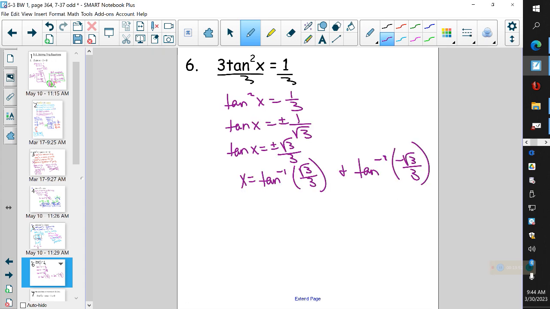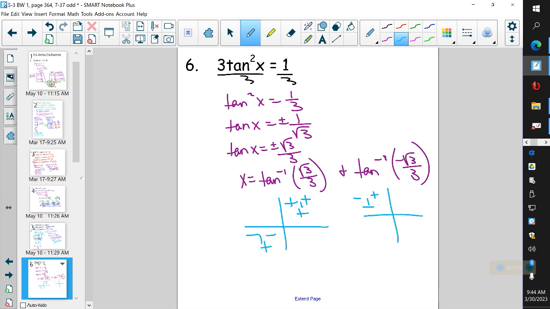Okay? So your brain needs to look here and say, I need to know when tangent is positive and I need to know when tangent is negative. So you are going to have all 4 quadrants and you're going to have answers in every one of them. And the most important thing that your brain needs to understand is that the tangent of the angle of 30 degrees is the square root of 3 over 3.